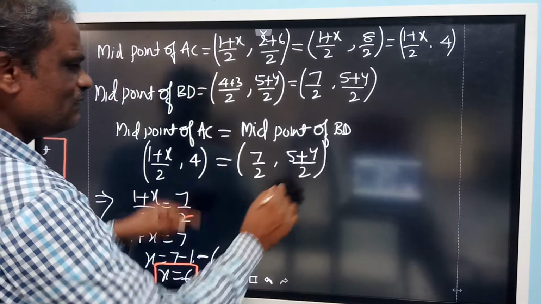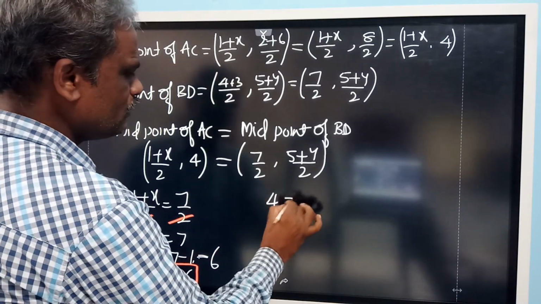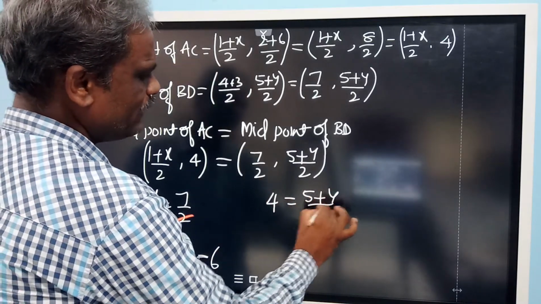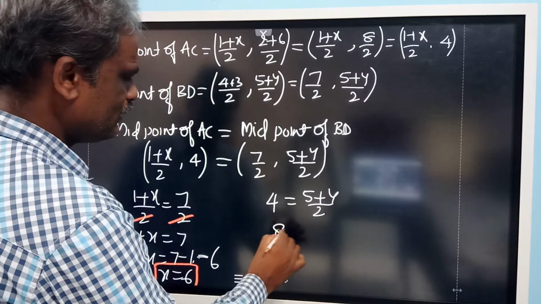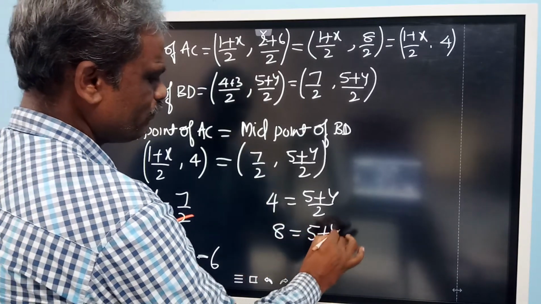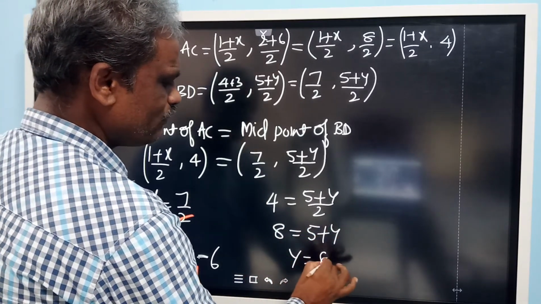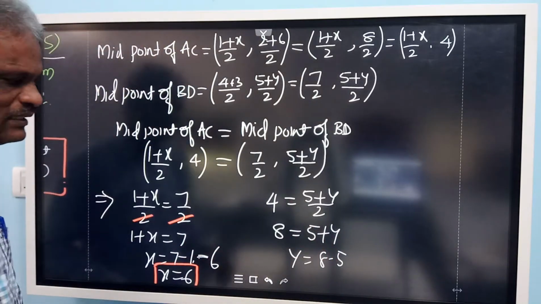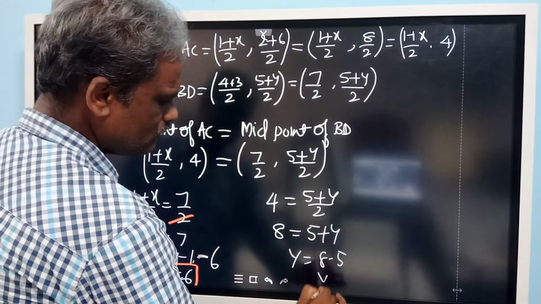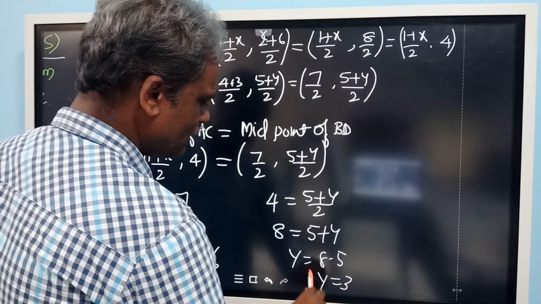Similarly, equate the y coordinates. 4 is equal to (5 plus y) by 2. Transfer the 2: 8 is equal to 5 plus y. So y is equal to 8 minus 5, 5 transferred to the left side. So y is equal to 3. So you got the y coordinate.